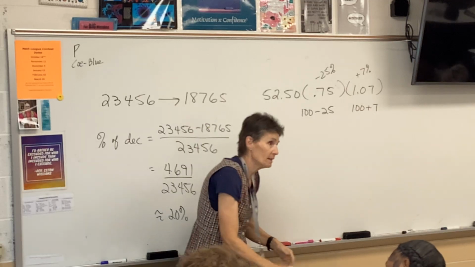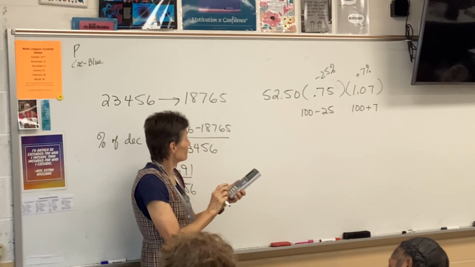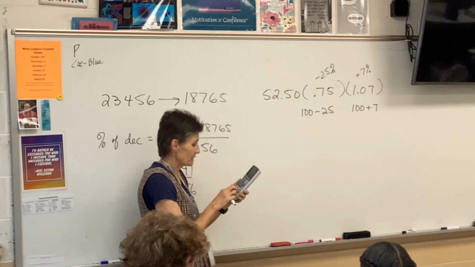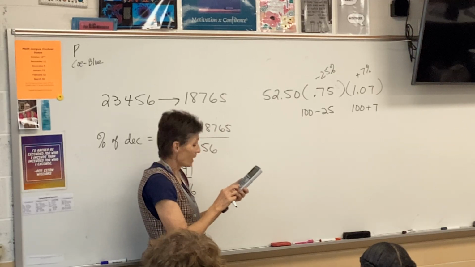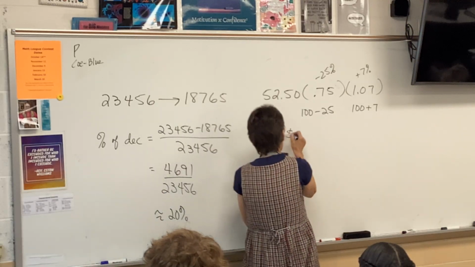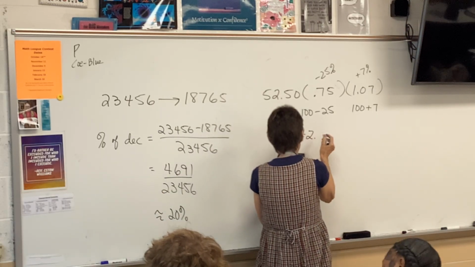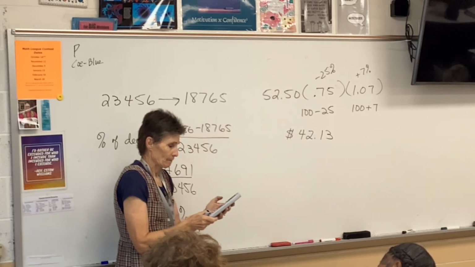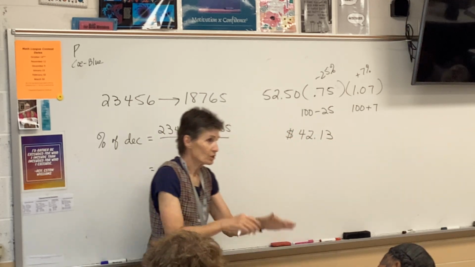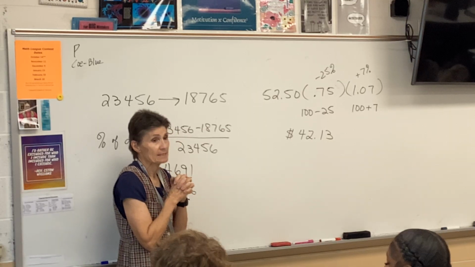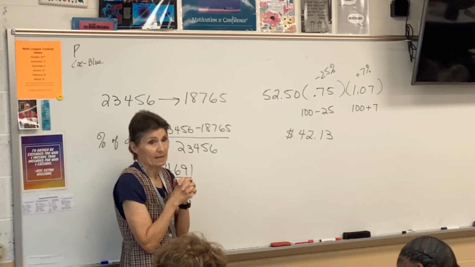And we can just type it in on our calculator. So 52.50 times 0.75 times 1.07. Round that off to the nearest cent. I got 42.13. What about you? Yep. So when I go to check out, I'm going to end up paying $42.13 for this thing.